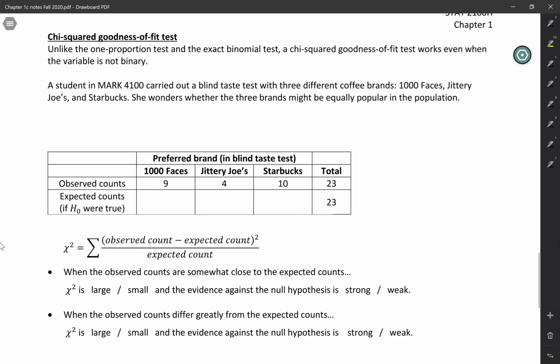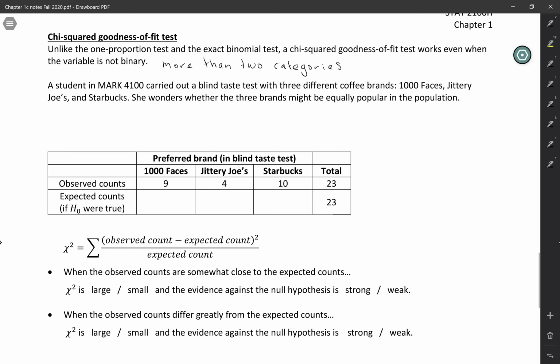This video is about a chi-squared goodness of fit test. Unlike the one proportion z test and the exact binomial test, a chi-squared goodness of fit test works even when the variable is not binary. In other words, even if your categorical variable has more than two categories, you can still do a chi-squared goodness of fit test. So this is an example from a former student of mine.